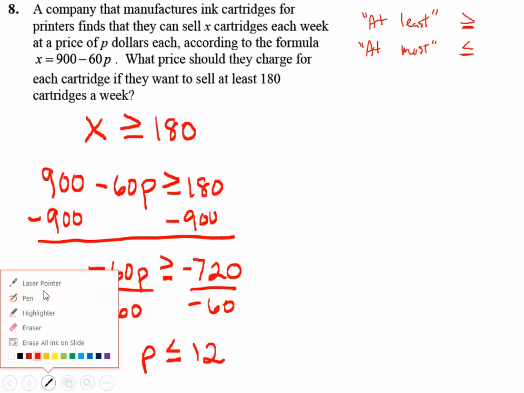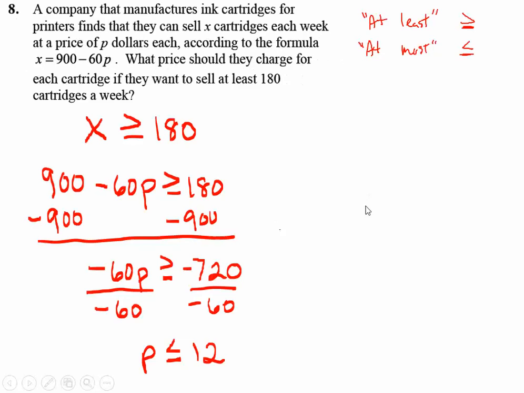Kind of funny is the answer here. I'm going to think about this for a little bit. Oh, sorry, let me go back to this. So they should charge at most $12. Is that right? That little P means P is less than or equal to 12, since the sign flipped. Yep, it changed the other way now.